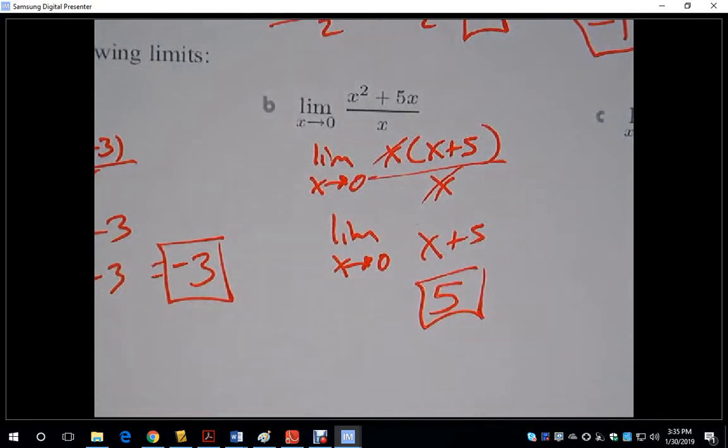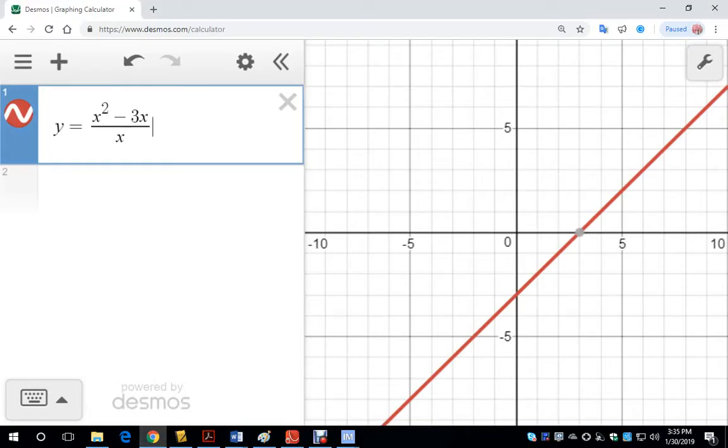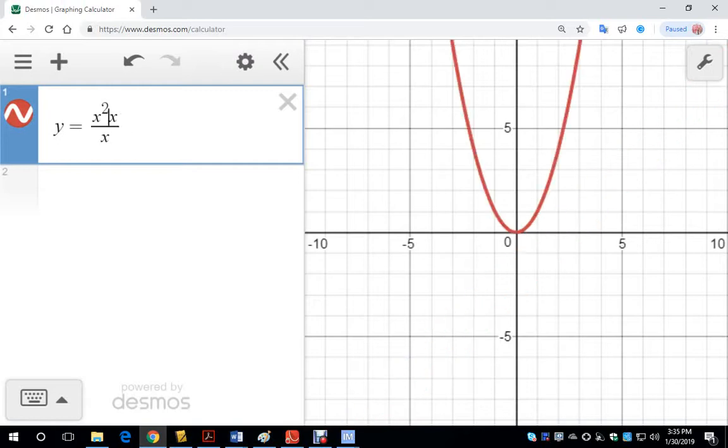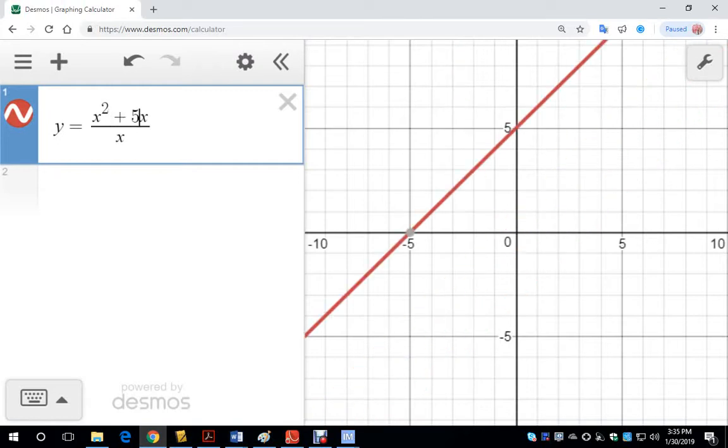So let's graph this one as well. This might be the last one, because the concept is basically the same: I'm going to end up with a hole in my graph. So x squared plus 5x over x, and when x approaches 0, I have another hole in my graph. So when x approaches 0, then my y approaches 5.